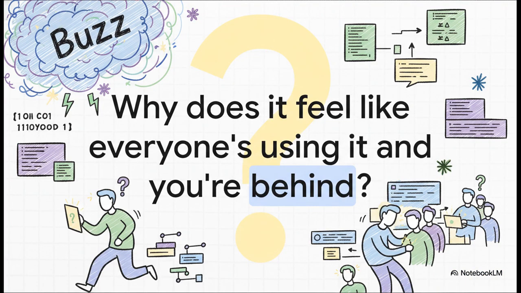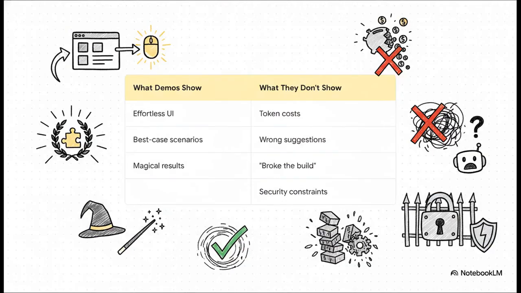And look, this is a question a lot of developers are asking themselves right now. The buzz is absolutely huge. Social media is just packed with these seemingly magical results. So why does it create this pressure, this feeling that you're missing out on the next big thing? Well, the answer really lies in the huge gap between the polished demos and, well, reality.